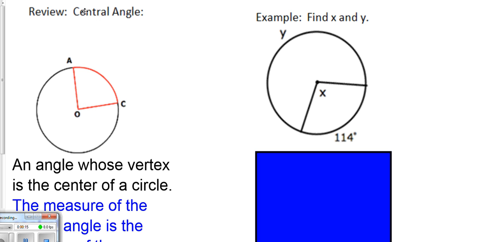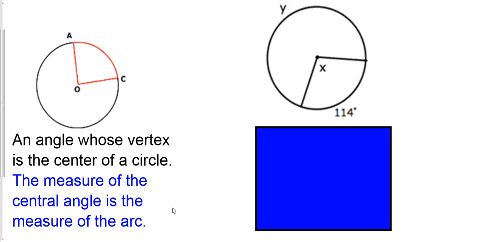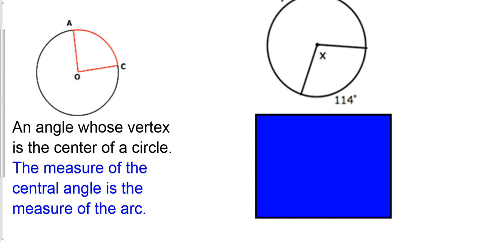We have the central angle, which is just an angle whose vertex is at the center of a circle. So obviously it would be this angle here, AOC. Because the vertex is right here, the center, that would be called a central angle. Now the measure of the central angle is the measure of the arc. So if this was, say, 50 degrees, we'd say this arc is 50 degrees. If it was 80 degrees, this would be 80. If it was 30, this would be 30, and so on. Those are always going to be the exact same measure.